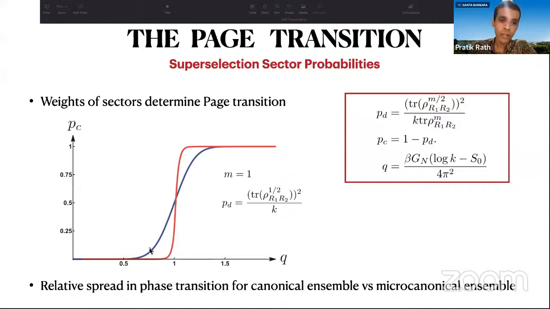However, the blue one corresponds to the canonical ensemble, where you have thermal fluctuations. And since thermal fluctuations basically tell you that there are fluctuations in the horizon area, the transition happens at different locations depending on which area you're at. This has the effect of spreading out the phase transition over a large region. And so this is similar to what was found in the case of the Page curve for entanglement entropy. So we find something that's very consistent with this proposal.